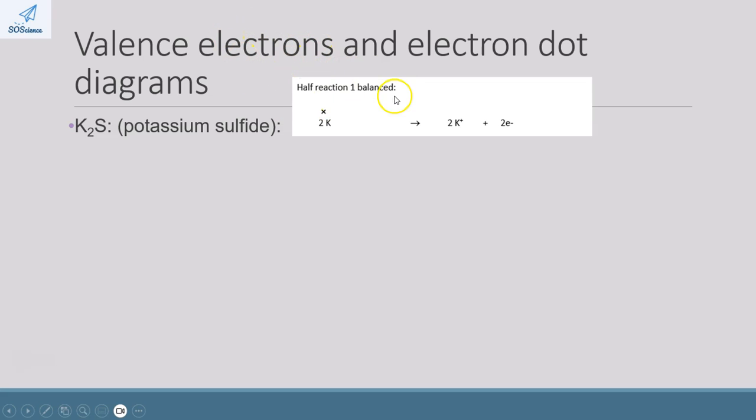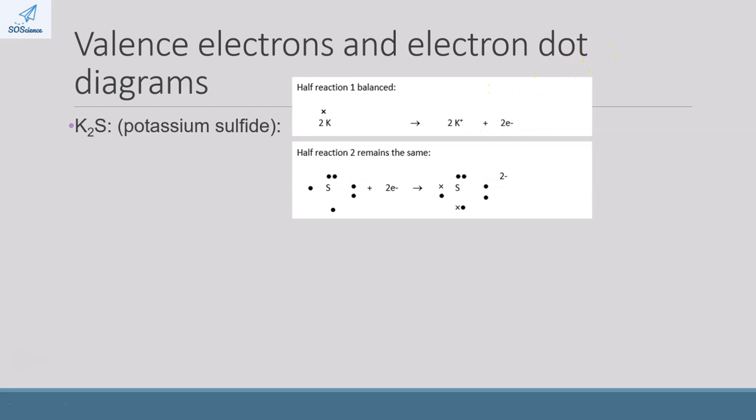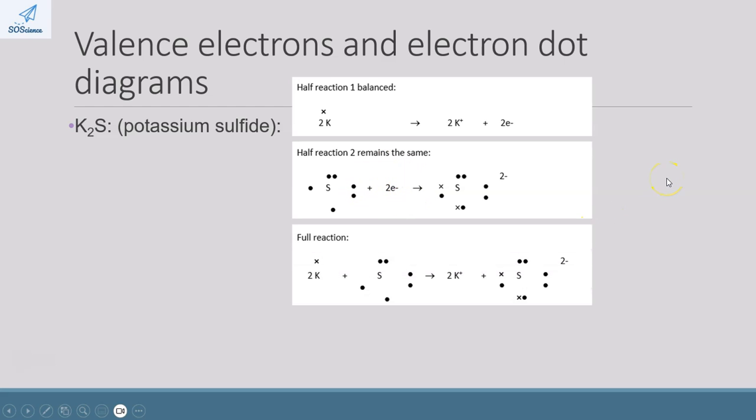So my first half reaction that is balanced is going to look like this. 2K makes 2K+ plus 2 electrons. My half reaction for sulfur remains exactly the same. What we were trying to get at is we were trying to get the same number of electrons on the product side of the first half reaction as the reactant side of the second half reaction. And now we may move on to the full reaction.